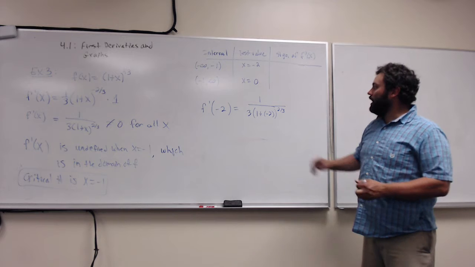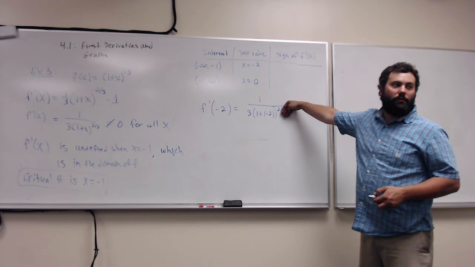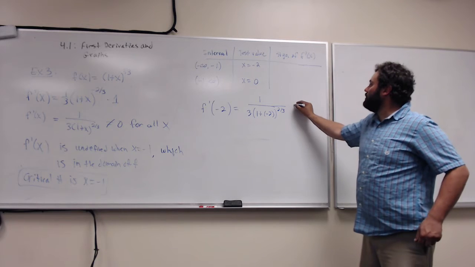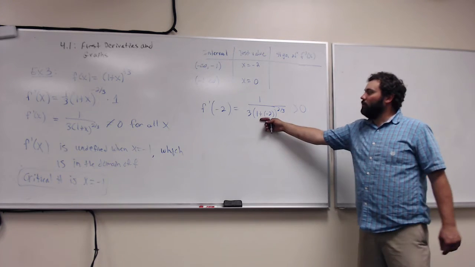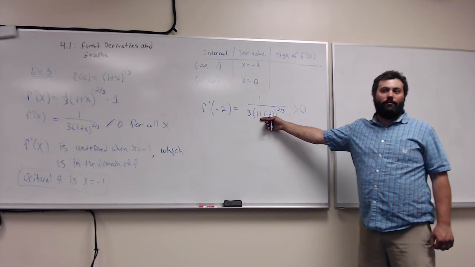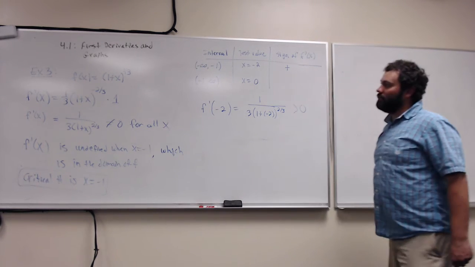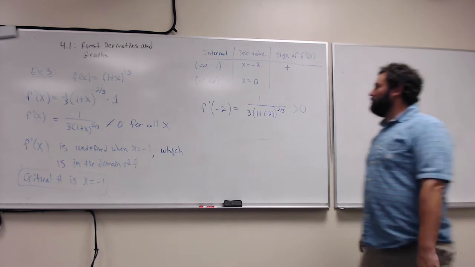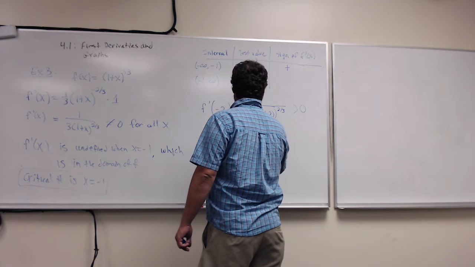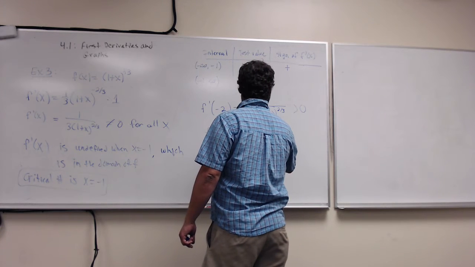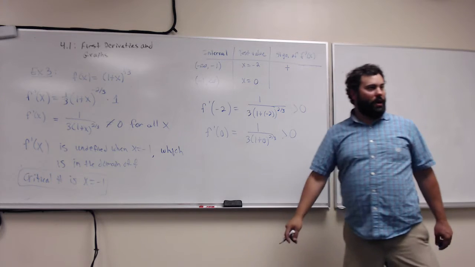Again, with a 2/3 power, you really are squaring something first. If you square something, it's going to become positive, so the derivative here is going to be greater than 0. If you're not sure, you can always plug this into your calculator. So the sign of the derivative to the left of negative 1 is positive. Even if I plug in 0, you're going to get 1 over 3 times 1 plus 0 to the 2/3. That's again going to be positive.